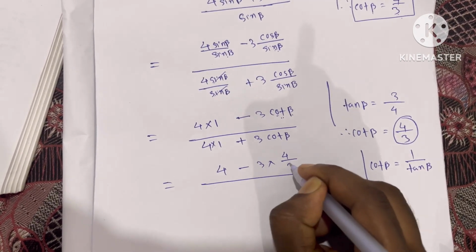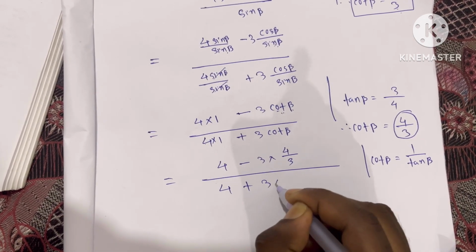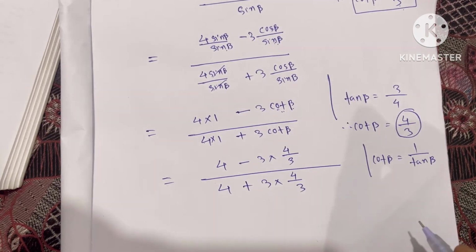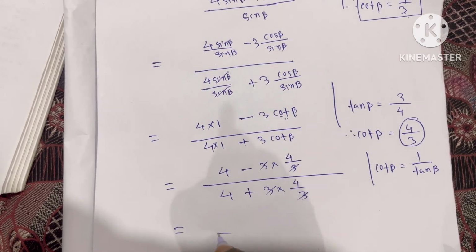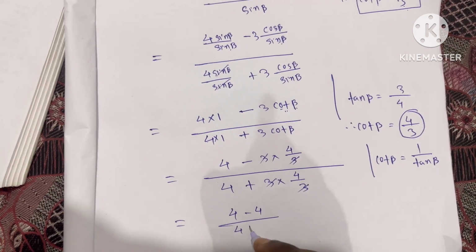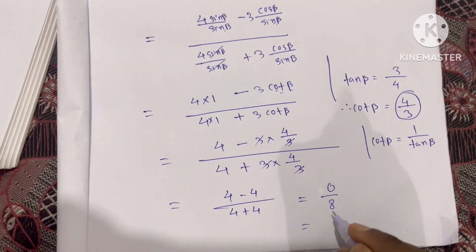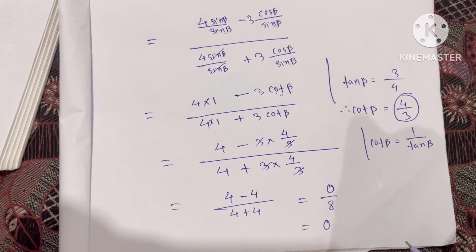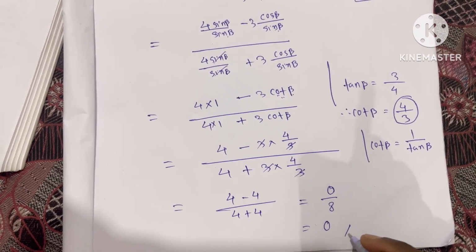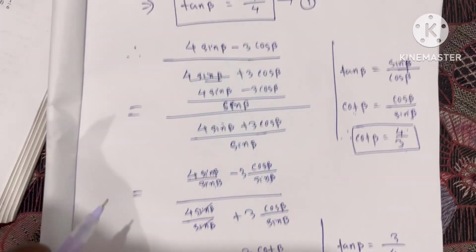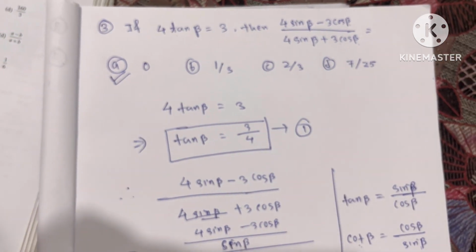So in place of cot beta we can write 4 by 3, and the denominator is 4 into 1, that is 4, plus 3 times 4 by 3, yes or no? The 3 and 3 get cancelled. Then what do you get? 4 minus 4 divided by 4 plus 4, which is equal to 0 by 8. If we divide 0 by any number, the answer will be 0. So very simple. Which option will be correct? Option A is the correct answer.